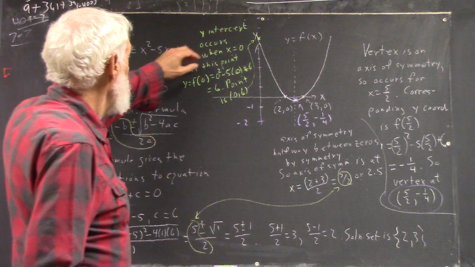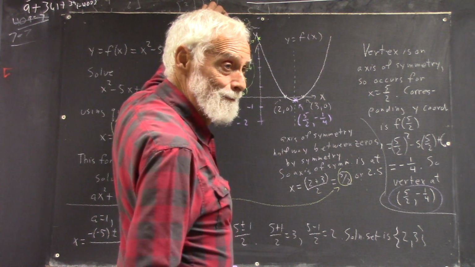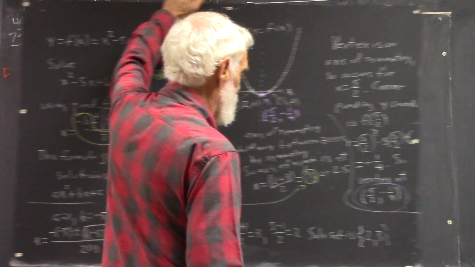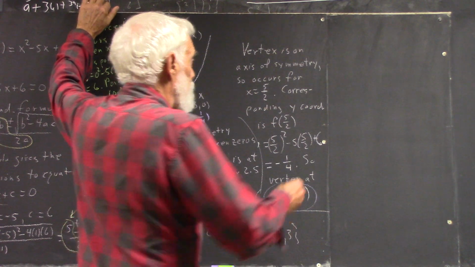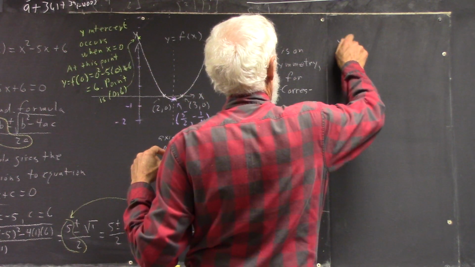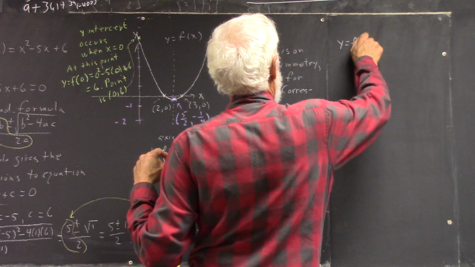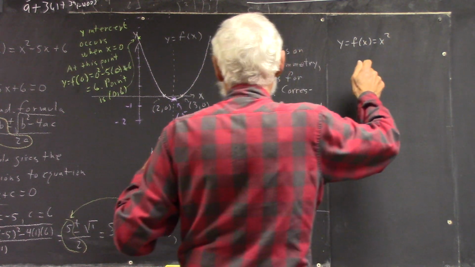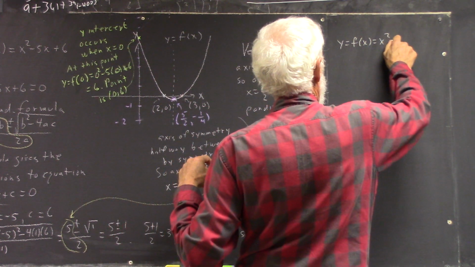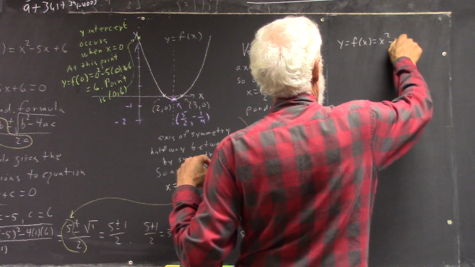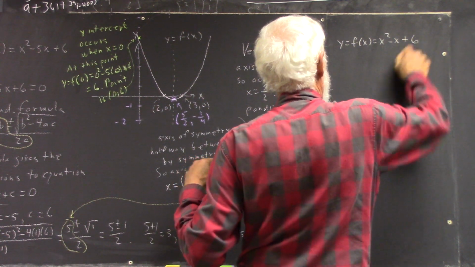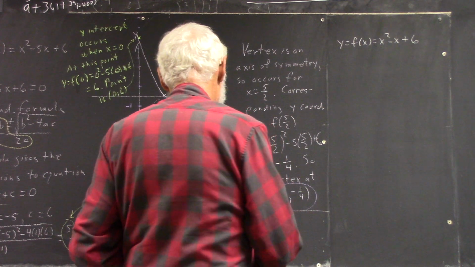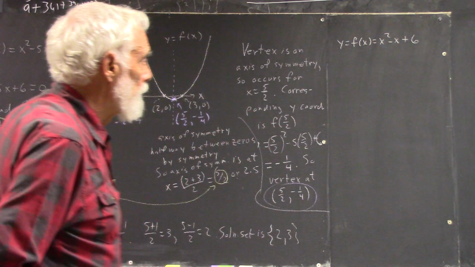So what I'd like you to do is do everything I just did with a different function. Make it x squared minus x plus 6.